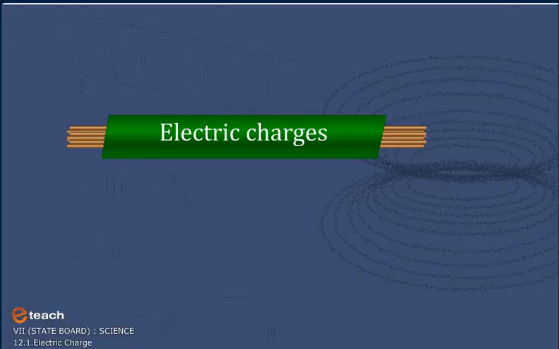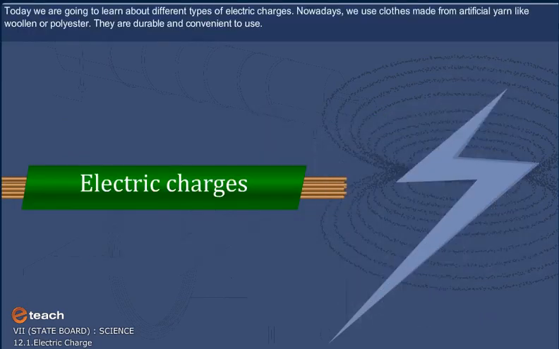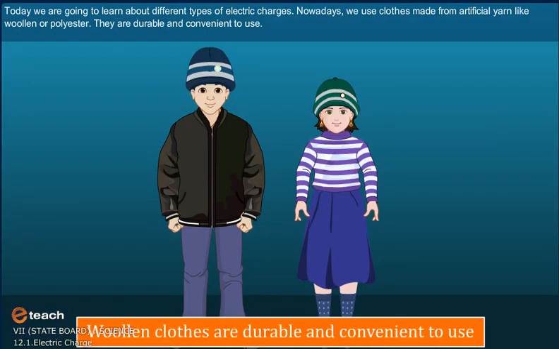Electric charge. In this lesson, we are going to learn about electric charges. Today, we are going to learn about different types of electric charges. Nowadays, we use clothes made from artificial yarn like woolen or polyester. They are durable and convenient to use.